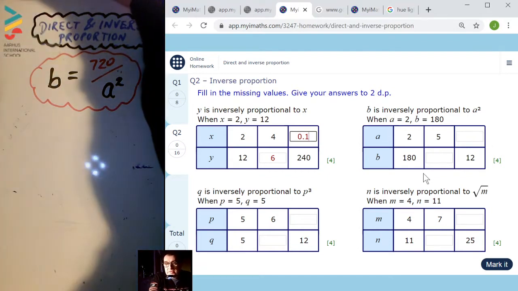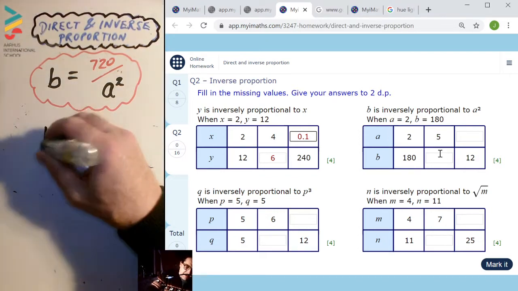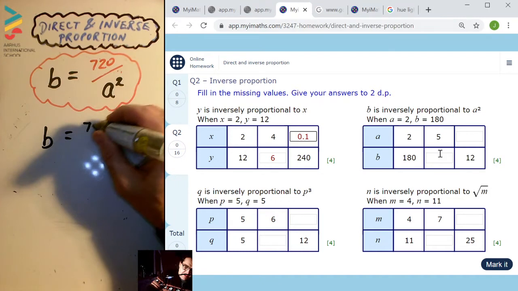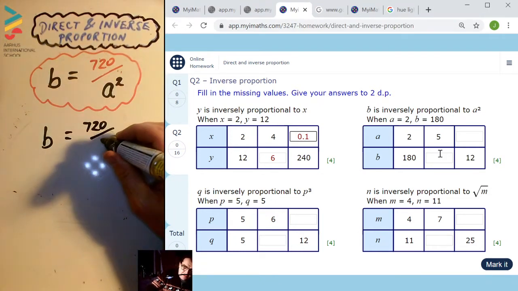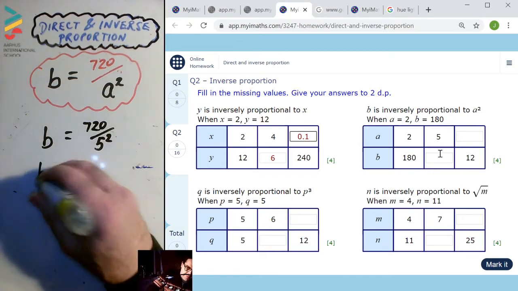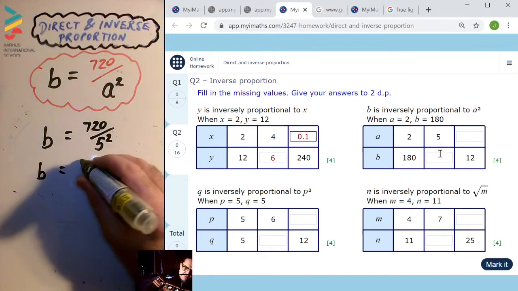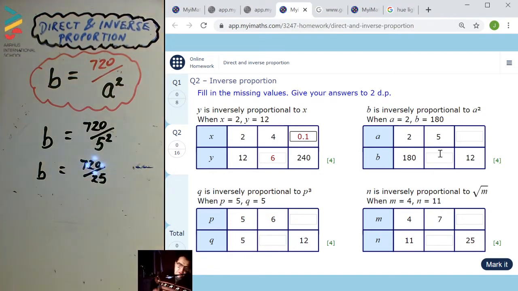So the first bit of the table is when a is 5, we've got to figure out what b is. So I'm just going to take that a equals 5 and stick it into this relationship. So b equals 720 over 5 squared. I've just replaced the a with a 5. So 720 over 5 squared, that's 720 over 25, because 5 squared is 5 times 5, which makes 25.